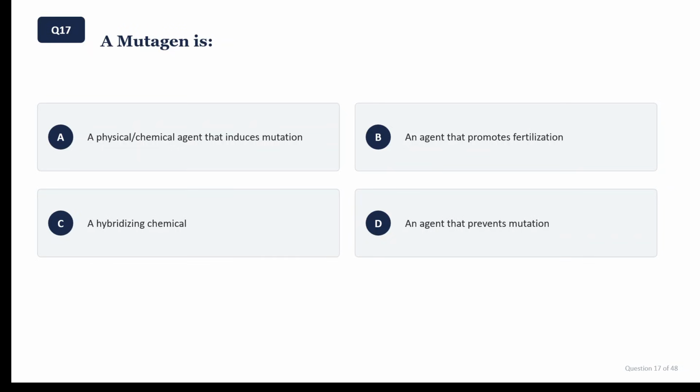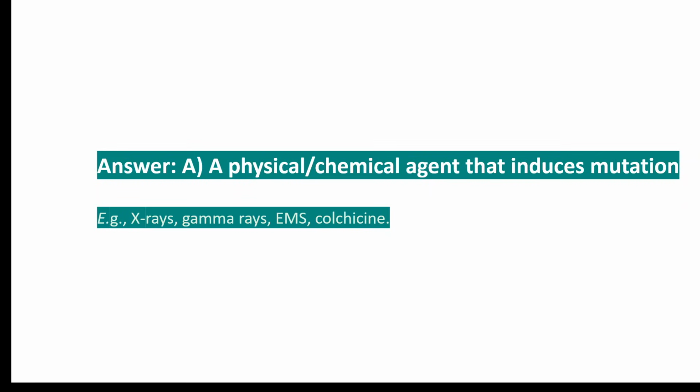A mutagen is a physical or chemical agent that induces mutation. Or option B or C or D, which one is right? You can take a small pause and first read the question, then go to the right answer. And even if I got it incorrect, you can correct me in the comment section. So the right answer is a physical or chemical agent that induces mutation.